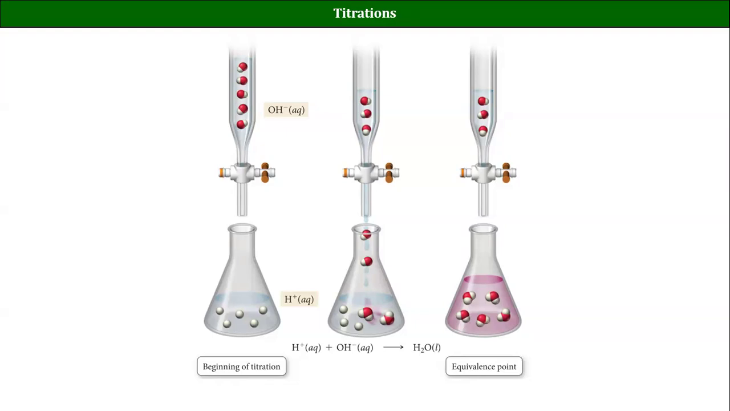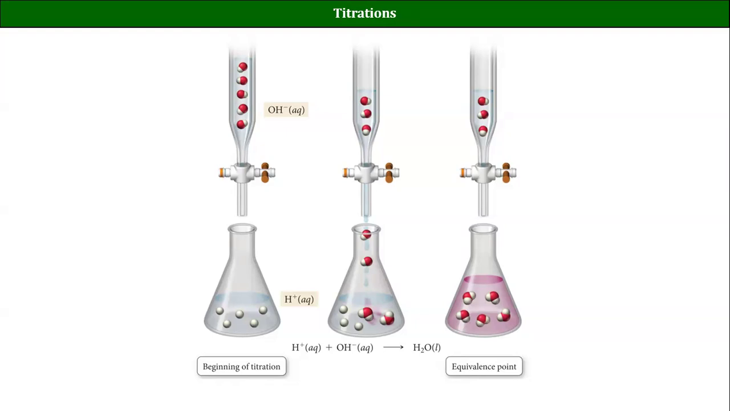At the equivalence point, if we were careful to only add just enough hydroxide to get it to turn pink and stay pink, then we can say that the moles of hydroxide is equal to the moles of HCl. We added just the right amount. In other words, titrations are a way to figure out how many moles of something you have in an unknown solution.